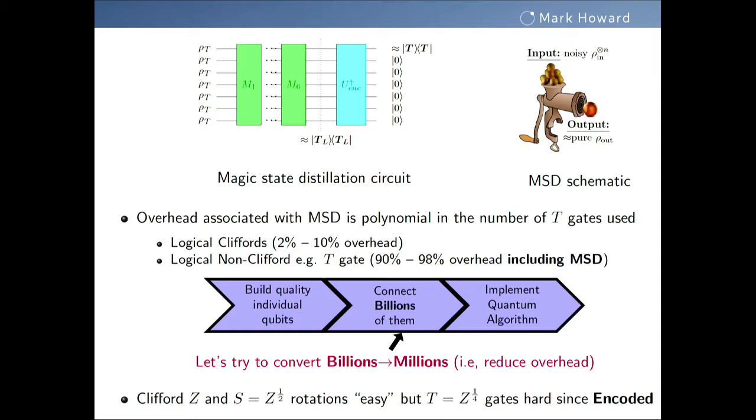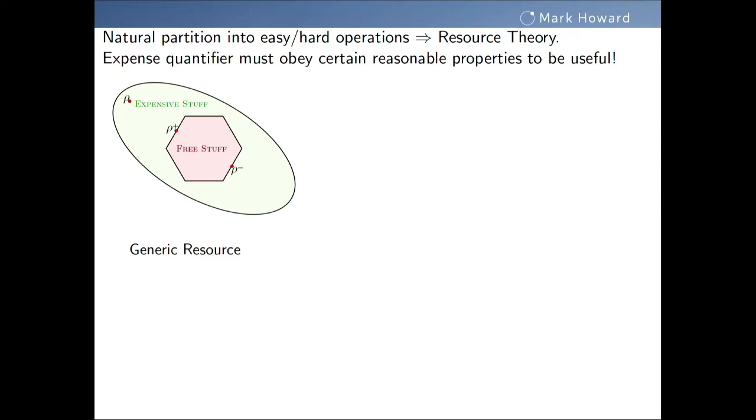OK, so now we have this natural partition into easy and hard stuff. So in our case, the easy stuff is going to be the stabilizer slash Clifford stuff. The hard stuff is going to be the t-gates and the associated things. So this suggests looking at this in terms of resource theory. So resource theories have been very successful in quantum information theory. And the cartoon picture is that you have some set of free states or cheap stuff. And then outside of that, you have the expensive stuff.